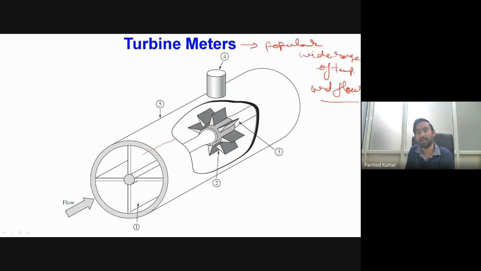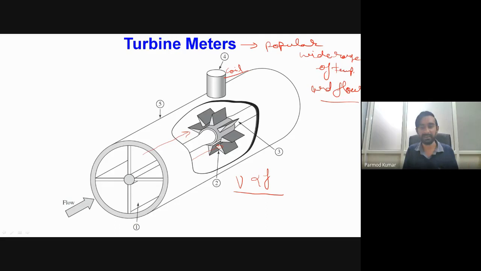While the flow passes over the blades of the turbine, we have some rotation of the turbine blades. It is found that the rotation frequency of the turbine is proportional to the velocity of the flow. So whatever the flow velocity we have, corresponding to that we have changes in the rotation frequency. We also have a coil over here, and this coil is employed to measure the rotations of the turbine.